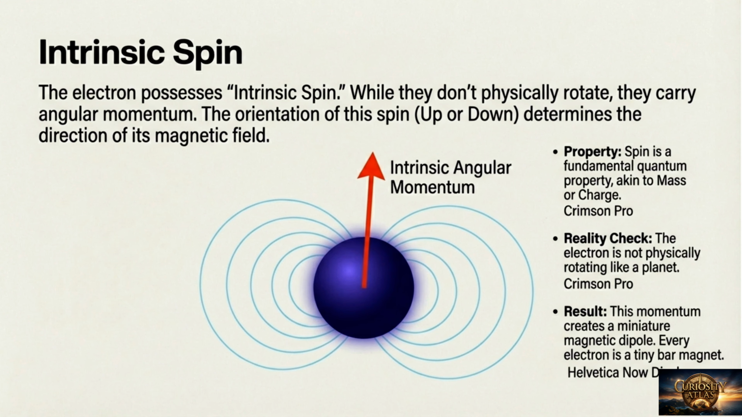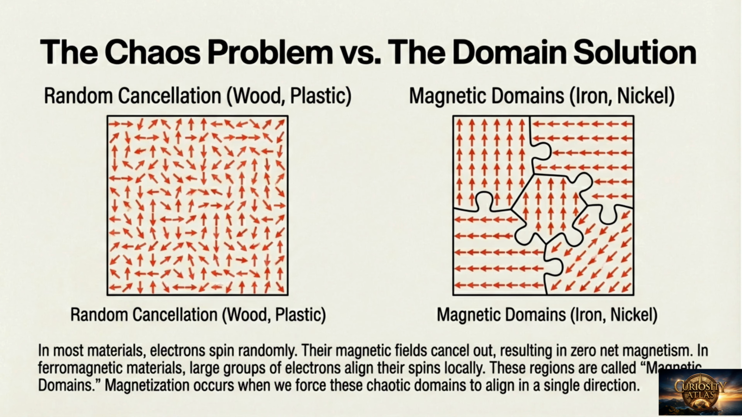Electrons possess intrinsic spin, a fundamental quantum property that carries angular momentum. The orientation of this spin determines the direction of its magnetic field. While they don't physically rotate, every electron acts as a tiny bar magnet. In most materials, electrons spin randomly, causing random cancellation and zero net magnetism, as seen in wood or plastic. In ferromagnetic materials like iron, large groups of electrons align their spins locally, forming "magnetic domains." Magnetization aligns these chaotic domains.